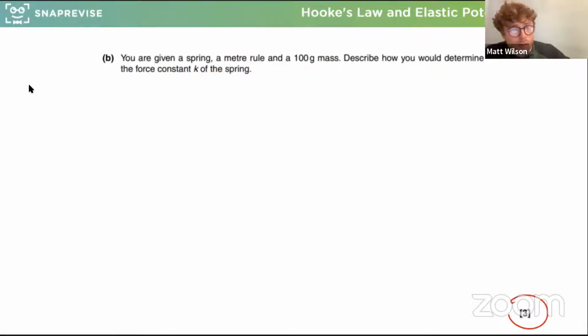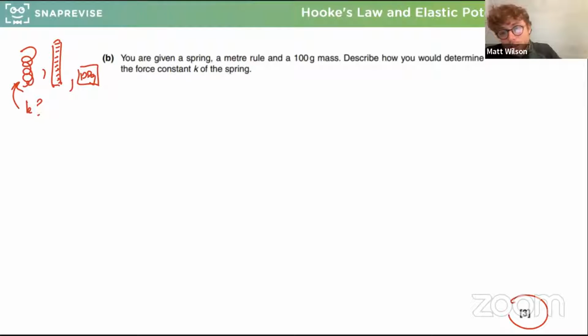It's easier for me if I draw each of these bits of equipment. So we have a spring, okay. We have a meter rule, so that's something we can measure distances with, okay. And we have a 100-gram mass. Okay, we want to use these 3 things to determine the force constant K of the spring. So there's my spring. I want to know K.